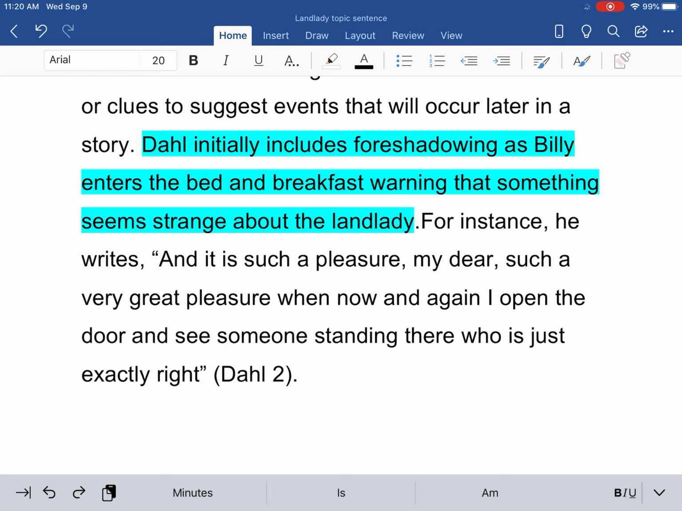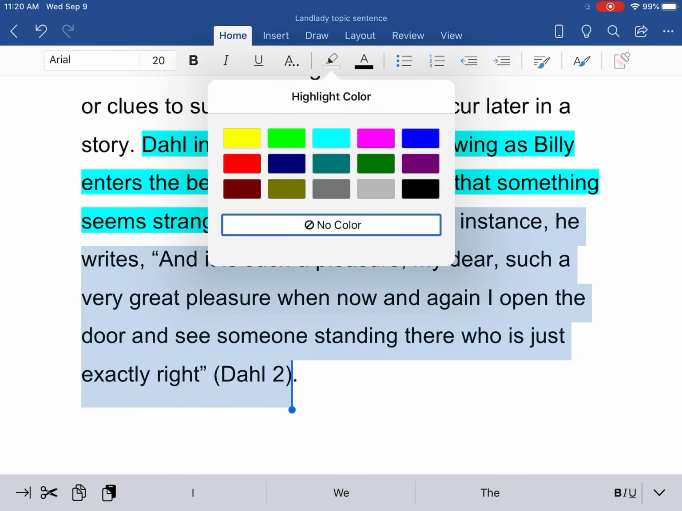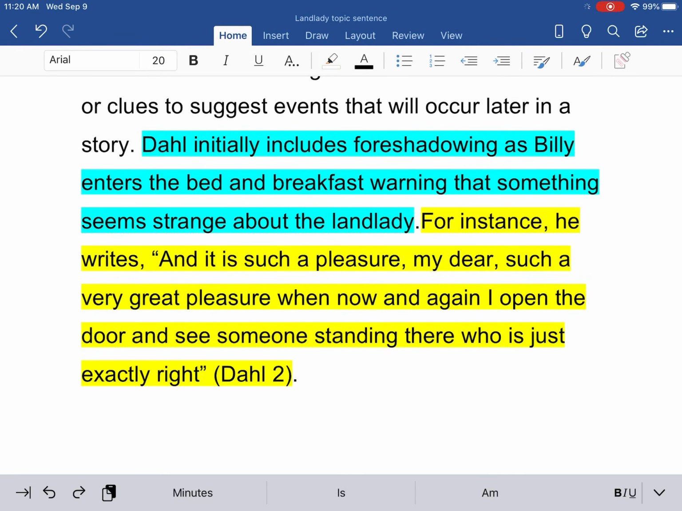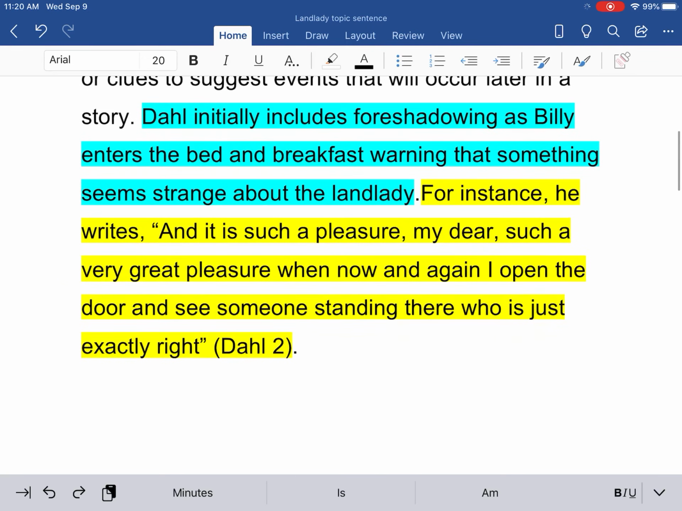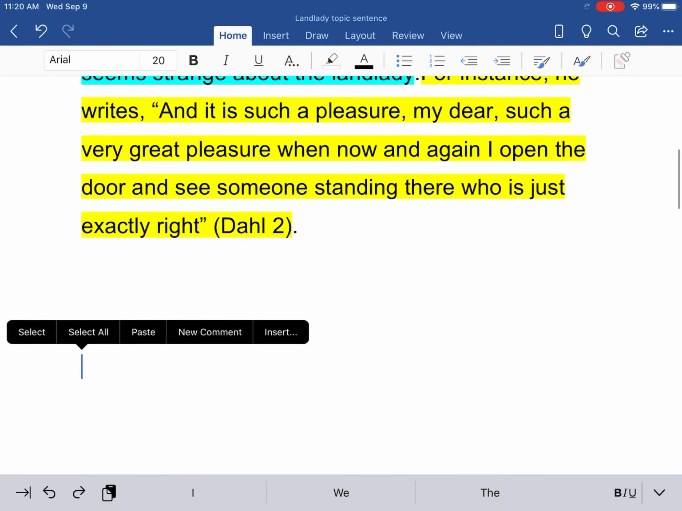So we have point number one. We have proof number one. Put that in a different color. And now we need the polish. We need to explain what's happening here. This is where the analysis comes in. So I have my quote. Well, what exactly is that quote saying?